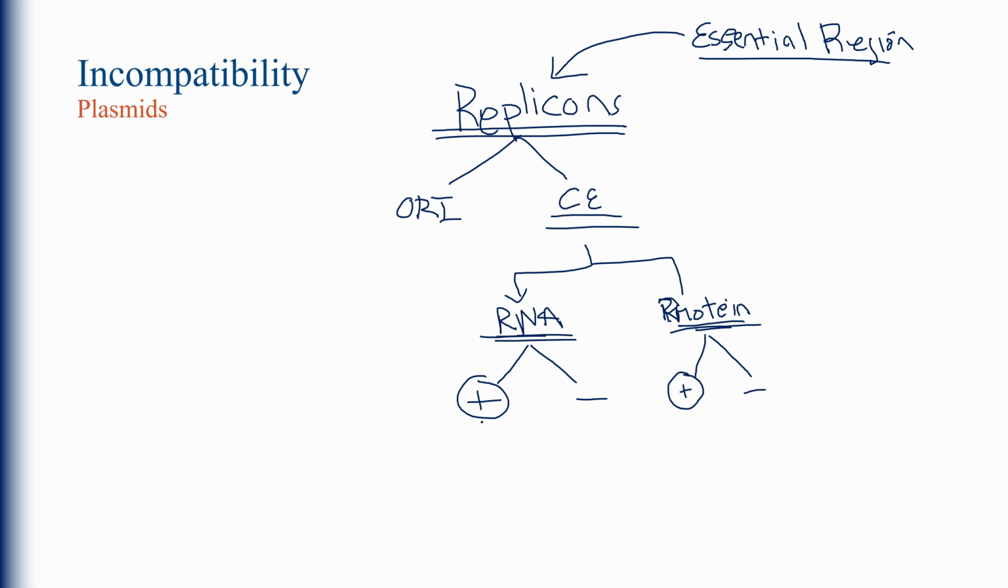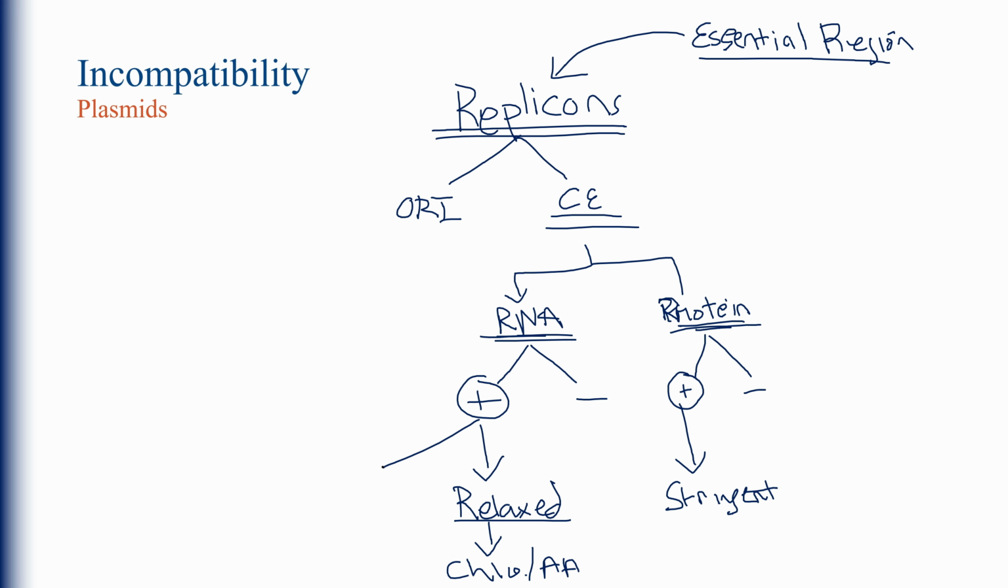So, in the case of RNA positive regulatory molecules, those would lead to relaxed replication of the plasmid. And in the case of a positive protein regulatory molecule, this would lead to stringent replication of the plasmid. We also said that the plasmids that engage in relaxed replication can be amplified using chloramphenicol or amino acid starvation conditions. In addition, I also said that when you have positive RNA regulatory molecules, this tends to result in high copy numbers. And when we have positive protein regulatory molecules, this tends to result in low copy numbers.